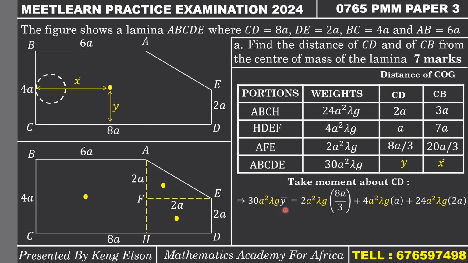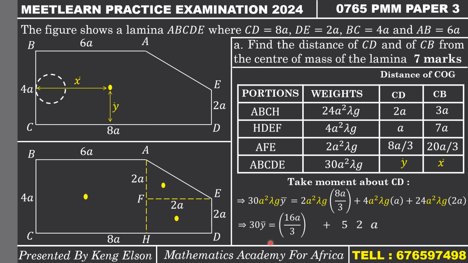30a squared lambda g times y bar equal to, we have the first portion 2a squared lambda g times 8 over 3 plus 4a squared lambda g times a, and then plus 24a squared lambda g times 2a. Now a common term, which is a squared lambda g, will cancel throughout. Now this is going to give us 16a over 3. Now this is 4, this is 48. 48 plus 4 is 52.